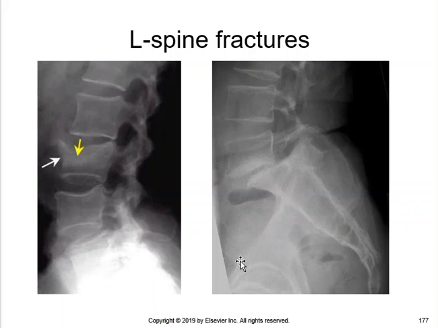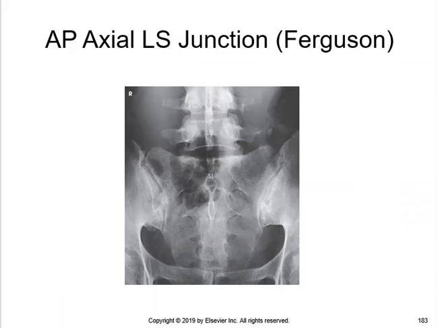So what we're trying to do is angle our central ray perpendicular to that. And that's what we should get. And in doing so, what we should see is the SI joint. That's a dark line that you're seeing right there. Your SI joint is your sacroiliac joint, and it should open it up.